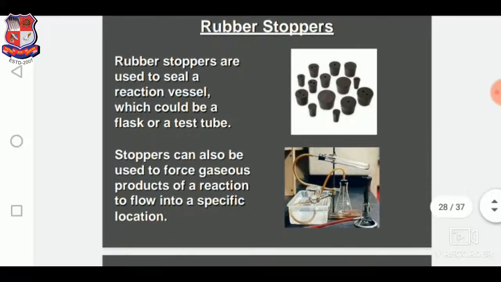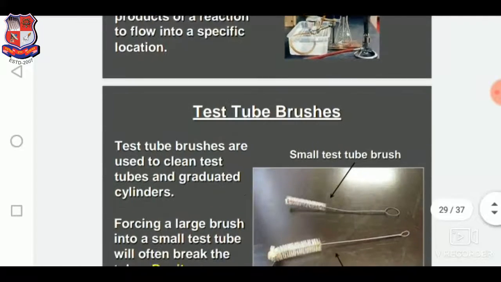Rubber stoppers. Rubber stoppers are used to seal a chemical reaction vessel, which could be a flask or a test tube. And here is how it looks. Stoppers can also be used to force gaseous products of a reaction to flow into a specific location.